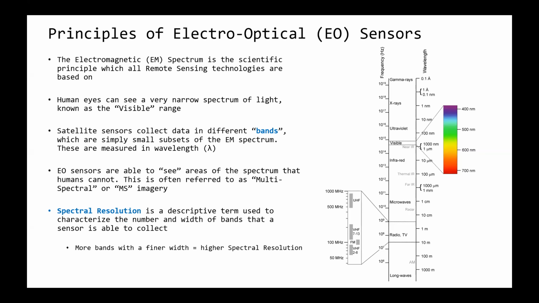So just one important vocab word to understand would be spectral resolution. Spectral resolution is a descriptive term used to characterize the number and width of bands that a sensor is able to collect. In general, the more bands a sensor collects and the finer the width of those bands, the higher the spectral resolution. This is not to be confused with spatial resolution, which is obviously the size of the pixel that corresponds to the ground feature that can be seen in that pixel.